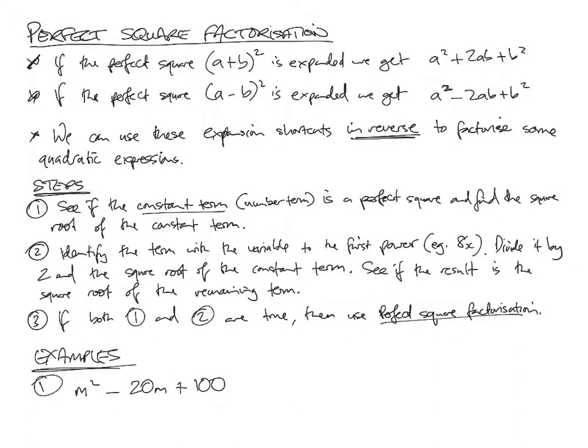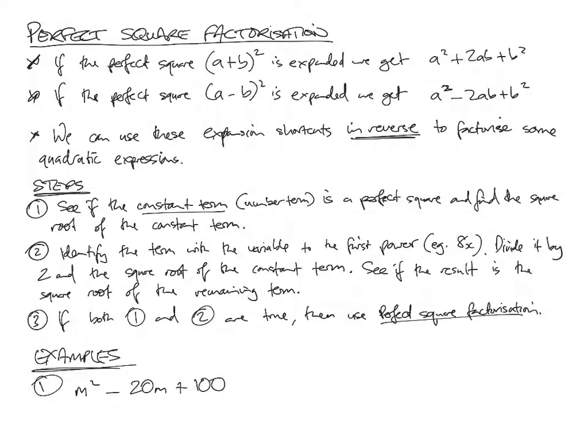This is another video. This one is on perfect squares factorization. So we've seen an expansion that if you've got the perfect square (a plus b) squared, if you expand it, we get a squared plus 2ab plus b squared. So we used and practiced using this shortcut to expand anything in that form.